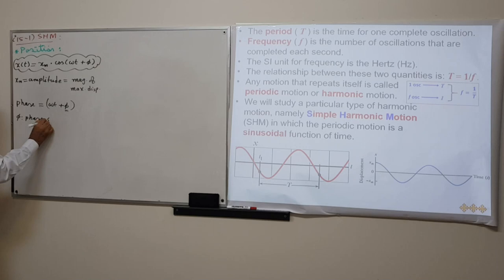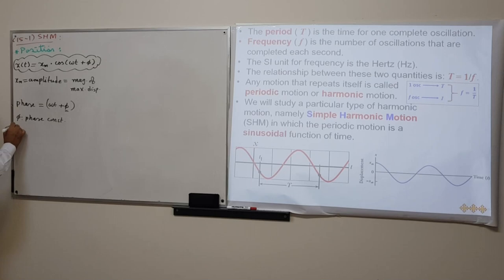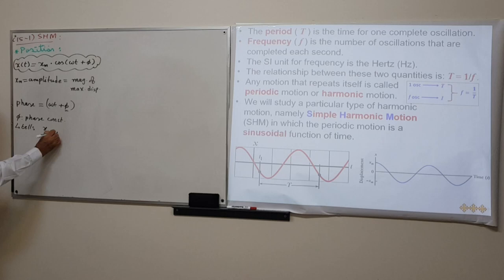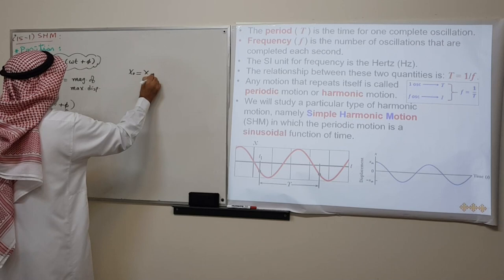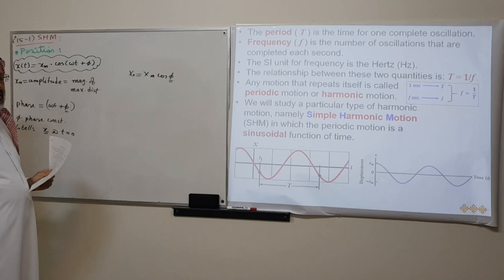And the importance of the phase constant is that it tells us the value of x at time t equal to zero. Because if you put t equal to zero, what you are left with is x at time t zero is equal to xm cosine of phi. So if you know phi, you can find the location of the particle at the beginning of the motion when you started the stopwatch.